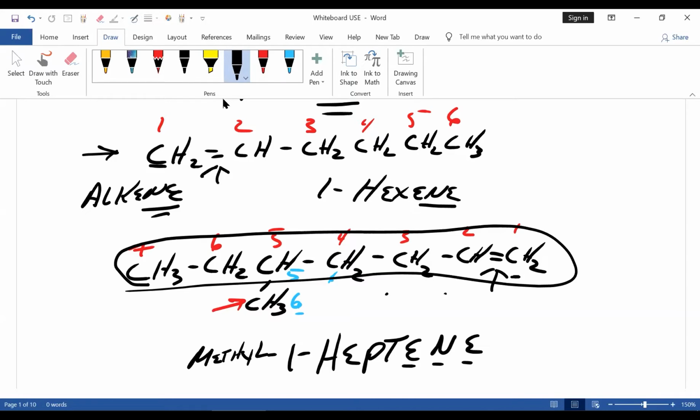And that's an alkyl group or substituent. What carbon is it on? Carbon 5. So this would be 5-methyl 1-heptene. And that's how you do nomenclature type one.